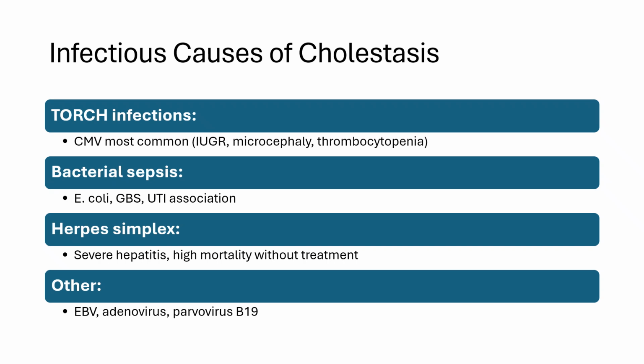Less common infectious causes deserve consideration in specific contexts. Syphilis rates continue rising, making congenital syphilis an important consideration. Hepatomegaly, jaundice, and the characteristic desquamating rash on palms and soles suggest the diagnosis. Parvovirus B19 occasionally causes neonatal hepatitis with cholestasis. Adenovirus and enterovirus can produce fulminant hepatic failure in newborns, particularly those with underlying immunodeficiency.